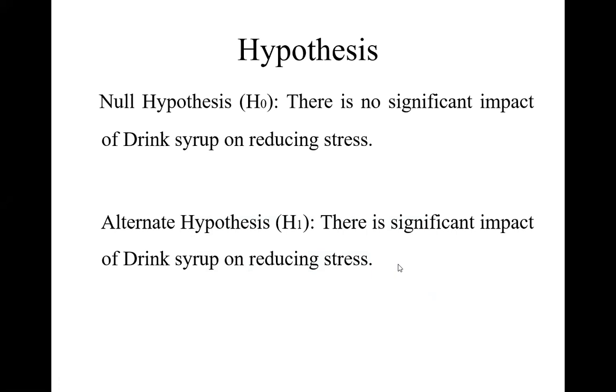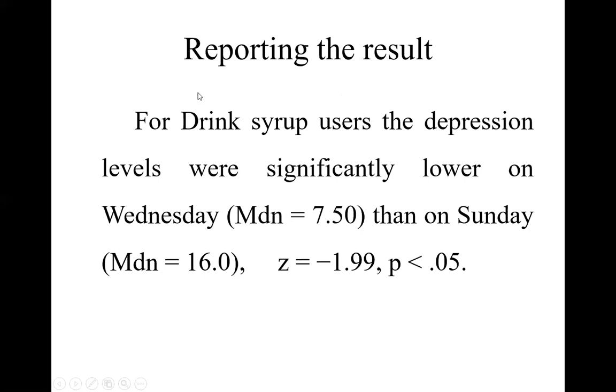Then who will decide it? The p-value. If the p-value is less than 0.05, it means there is an impact, and this dose is working and reducing the stress level of the patient. And then finally we report our result like this.